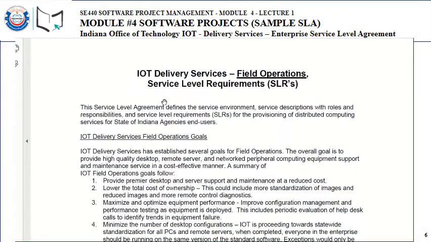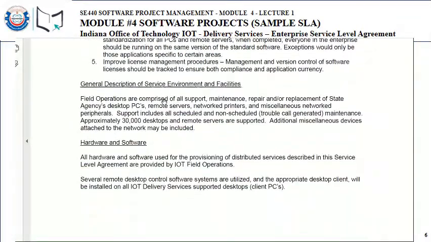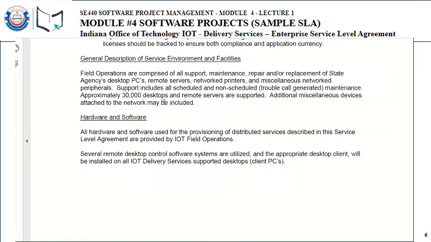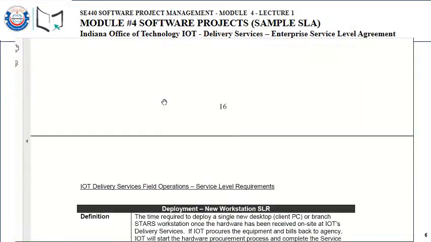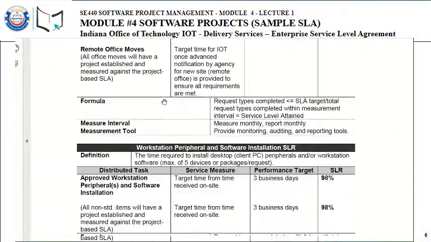The last component, the field operations, the same thing. The objectives, the service environment and facilities, then the hardware and software, then the roles and responsibilities, and then they summarize the service level requirements.